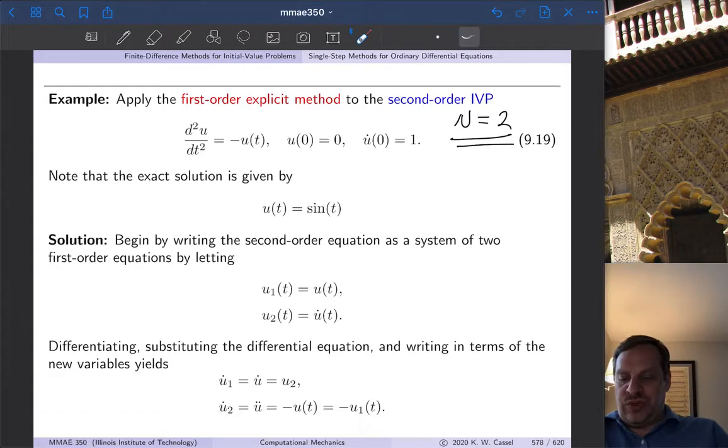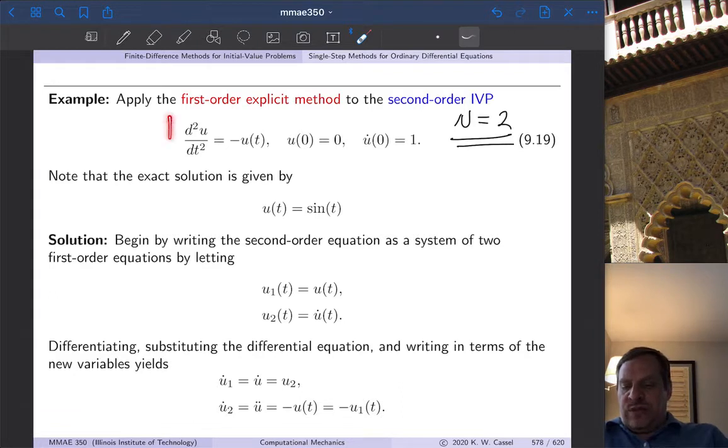And we have two initial conditions because it's second order, so we need 2. We have u at 0 is 0, and du dt at 0 is 1. So the initial position is 0 and the initial velocity is 1. You should be able to solve this using Math 252 techniques, and you get the exact solution that u is equal to sine of t, and we'll use that for comparison.